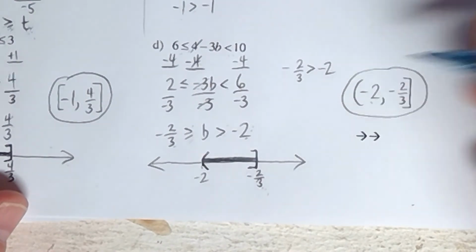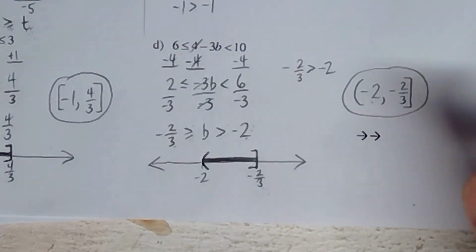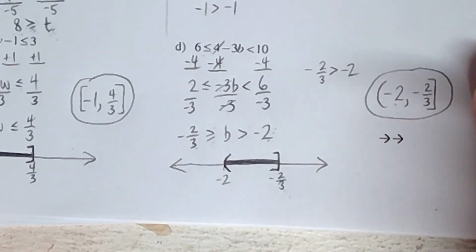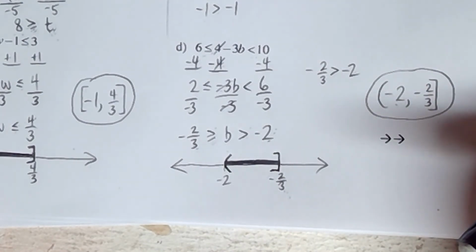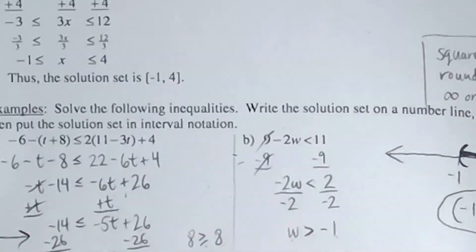Okay? And that is how to do a three-part inequality. We got 2 more problems on the second page, very similar to what we just did. They're three-part inequalities. Please try those. Hit the play button, and we'll see how those come out.